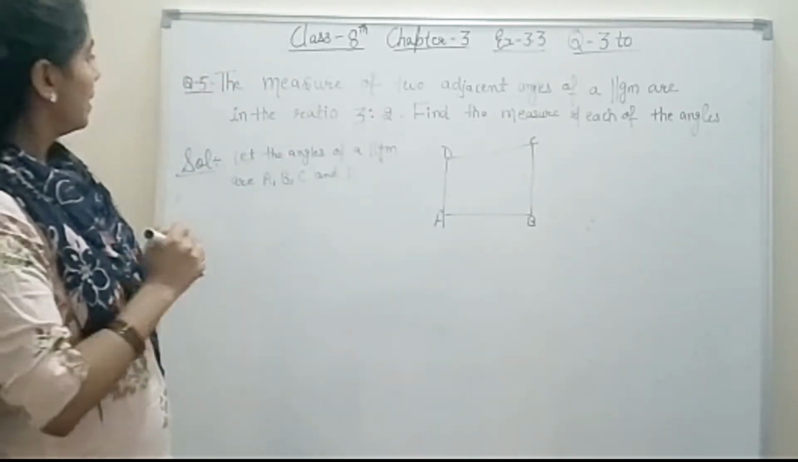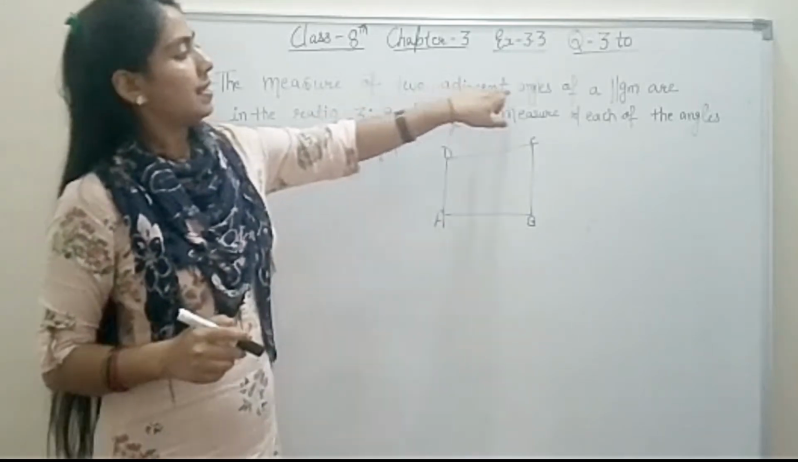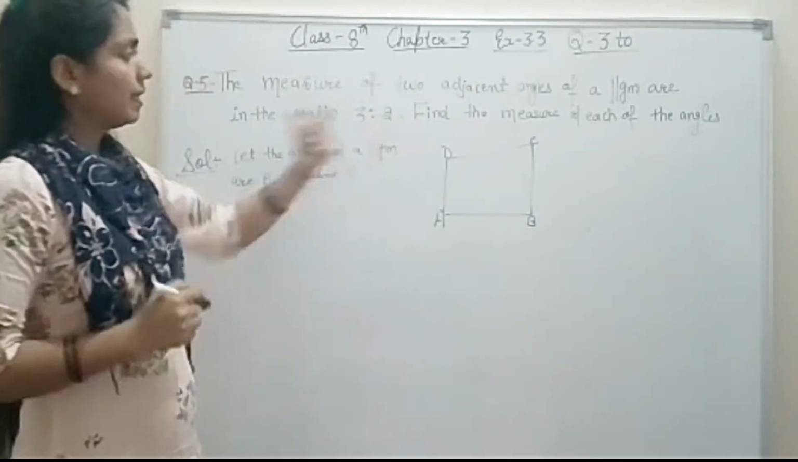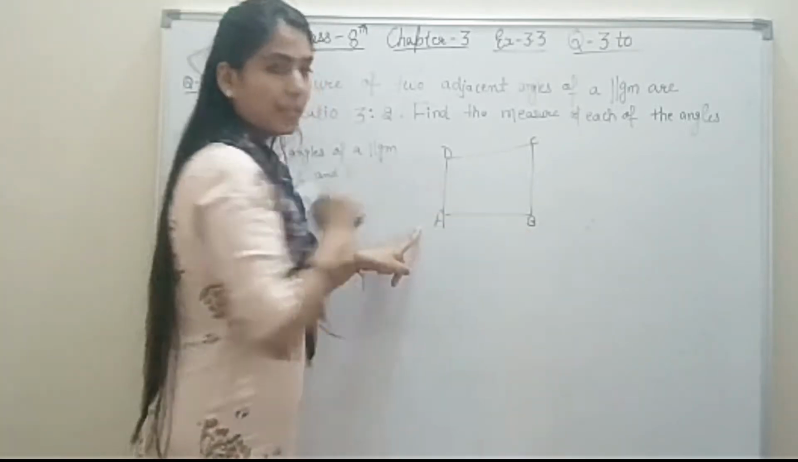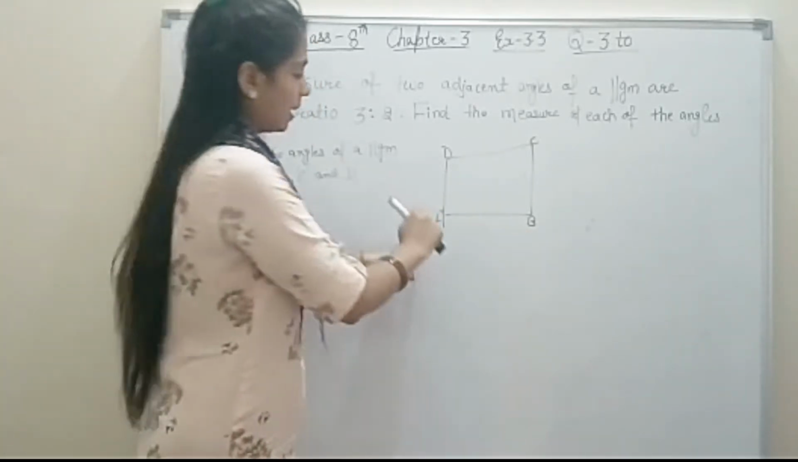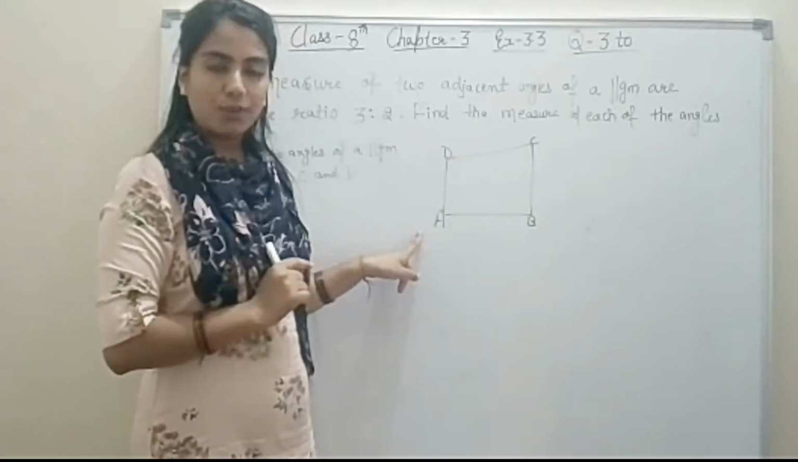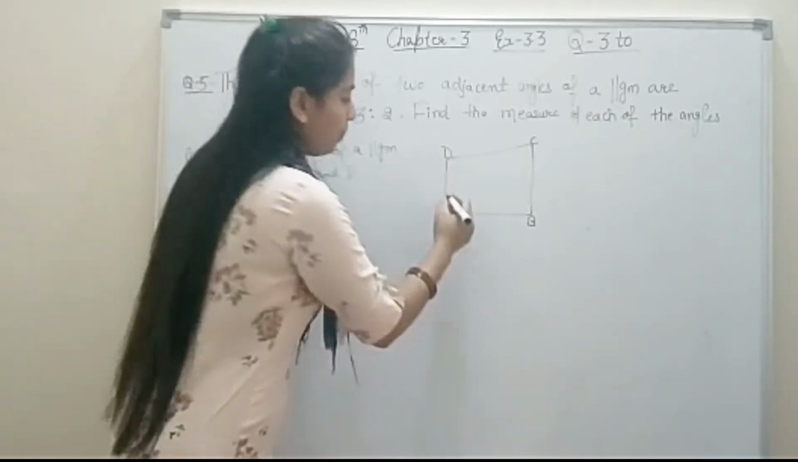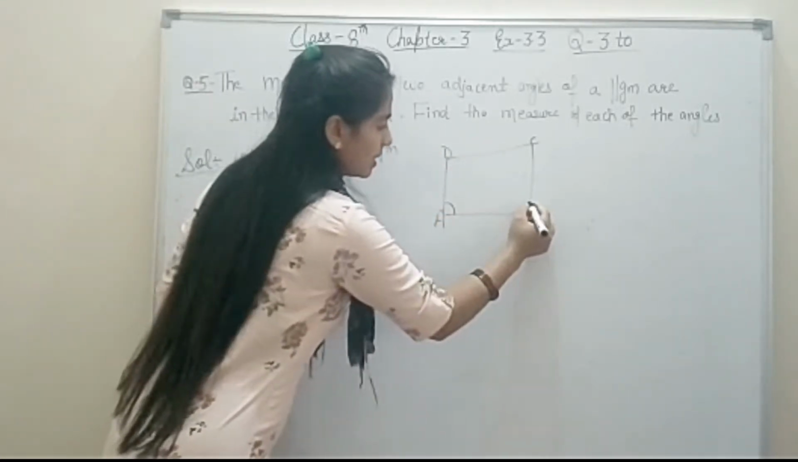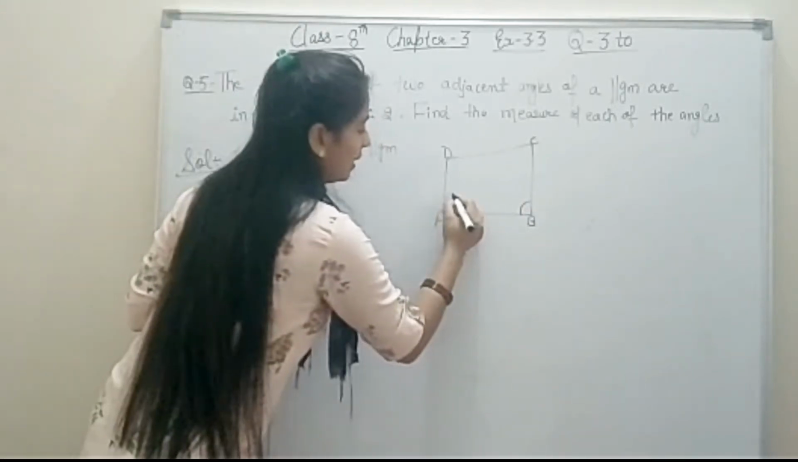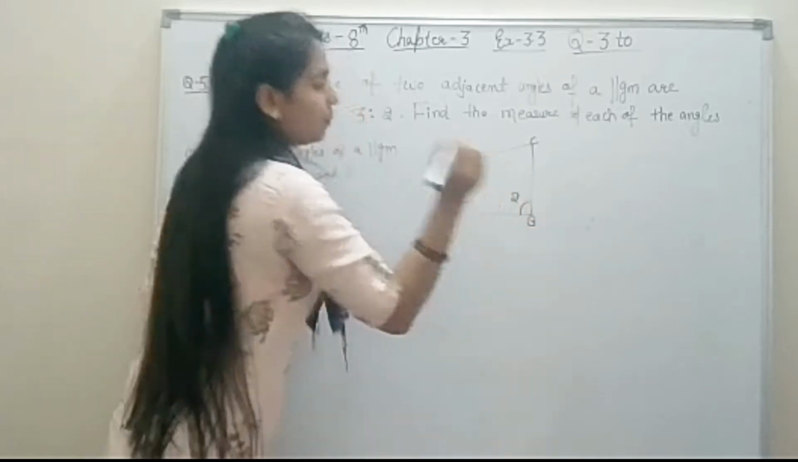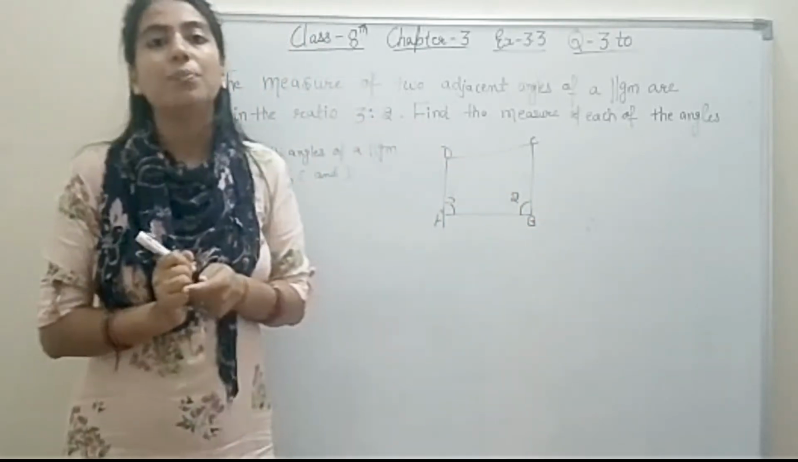Now next condition, जो two adjacent angles हैं parallelogram के, they are in the ratio. अब adjacent angles A and B, and A and D are also adjacent angles. Okay, so जो भी कोई भी दो adjacent angles you just take out and they are in the ratio 3:2, means 3 and 2. But one thing, student, is very important.